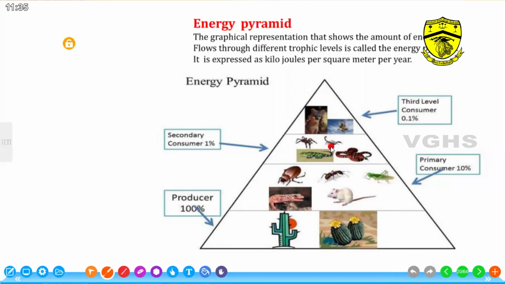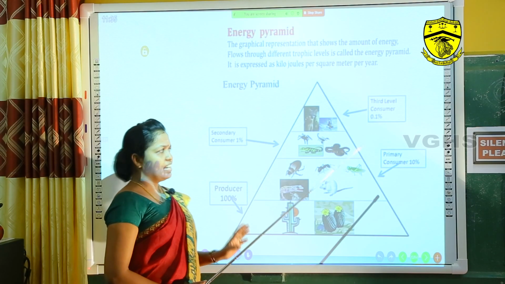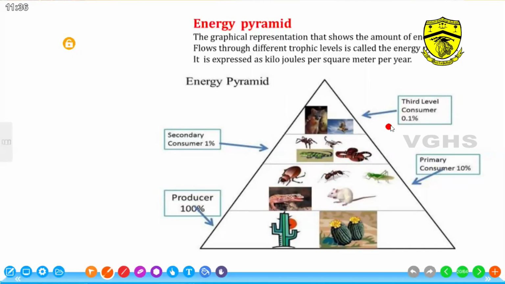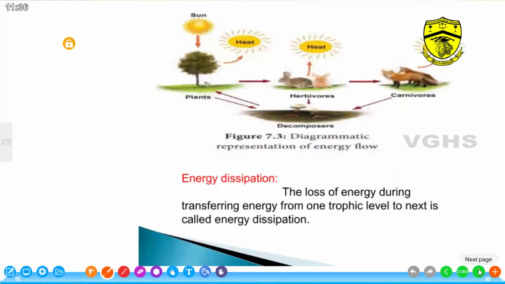In the next part, the secondary consumer, 90% of energy is lost to the environment as heat or something like that, and only 10% of energy is transferred. So the secondary consumer has only 1% of energy. And finally the third level consumer has only 0.1% of energy. So you know that the carnivores have only 0.1, a very minute or small amount of energy. So don't eat carnivores, only eat vegetarian, that's good for you.